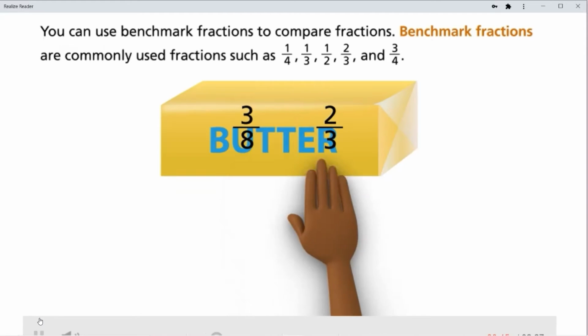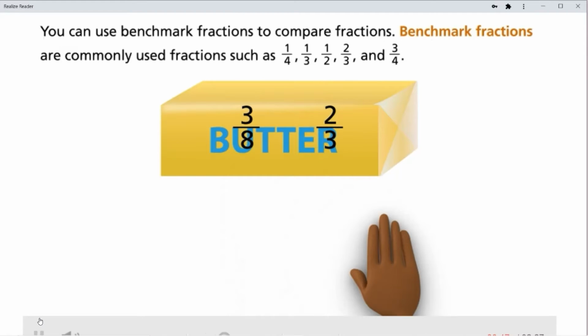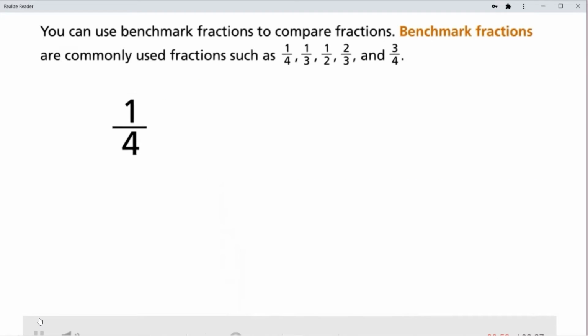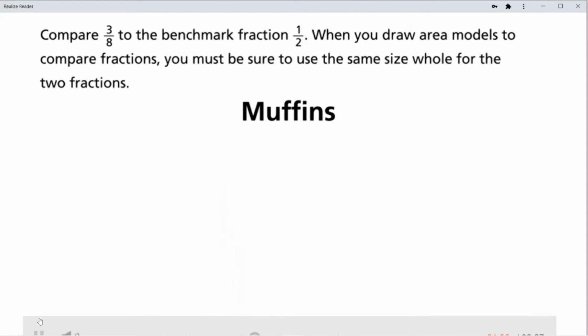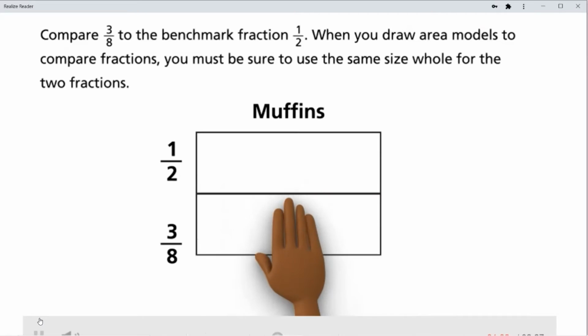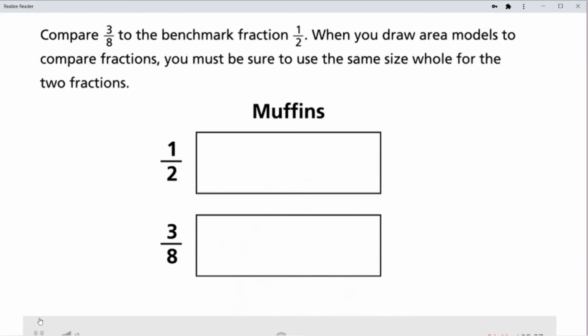You can use benchmark fractions to compare fractions. Benchmark fractions are commonly used fractions such as 1/4, 1/3, 1/2, 2/3, and 3/4. Compare 3/8 to the benchmark fraction 1/2. When you draw area models to compare fractions, you must be sure to use the same size whole for the two fractions.